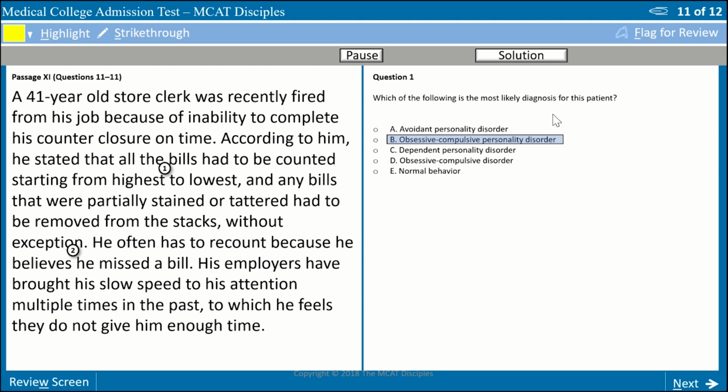And it's also here an example of egosyntonic. He feels he doesn't get enough time. He doesn't recognize that this is inappropriate. This is obsessive compulsive personality disorder.